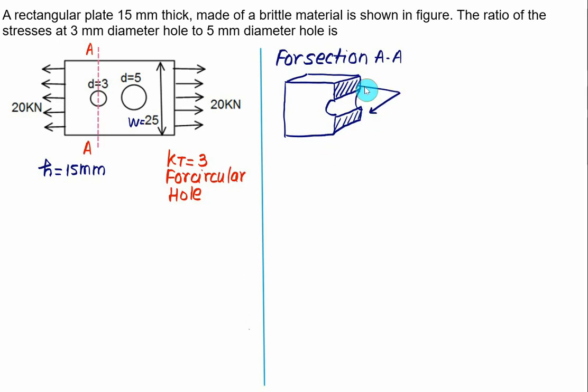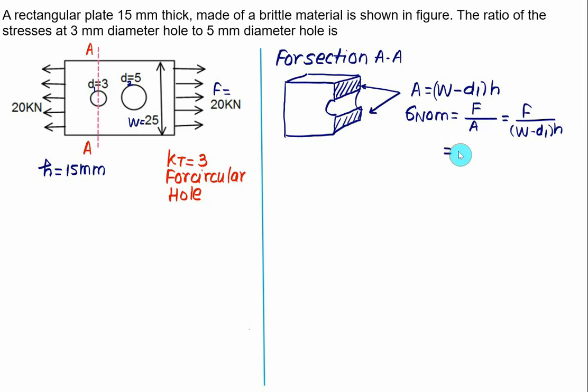So together here this area will be equal to, we have width equal to W. Let's say this diameter equal to D1 and this diameter equal to D2. So we have W minus D1 multiplied by the thickness equal to H, and we have force is equal to 20 kilonewton. So we can calculate here the nominal stress is equal to force divided by area. That is same as force divided by W minus D1 multiplied by H.